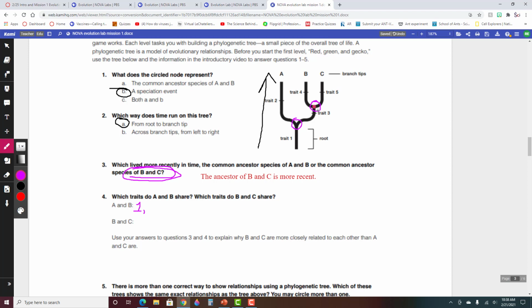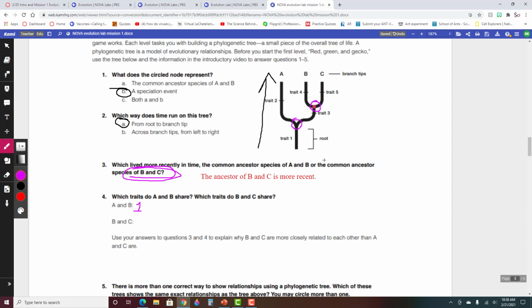So far we have trait 1, but not trait 2. So trait 3 would go to B and C, but it wouldn't go to A, so they wouldn't share that. And then trait 4 would go to B, but not to anyone else. And then trait 5 would go to C, but not to anyone else. So the only trait that A and B have in common is 1. Okay?